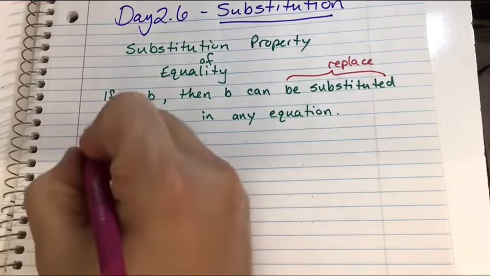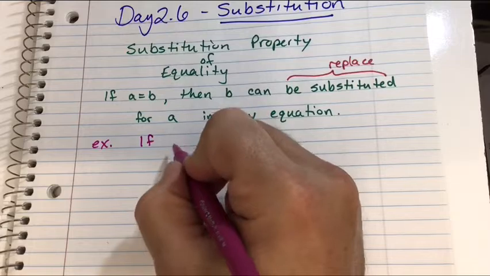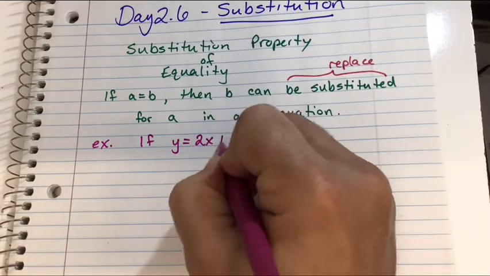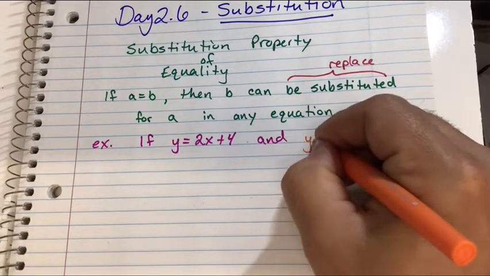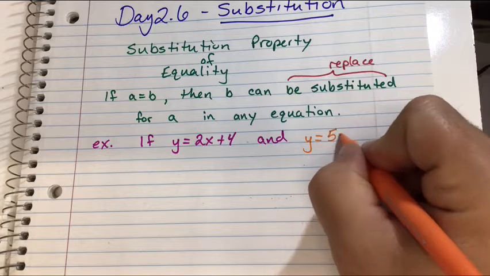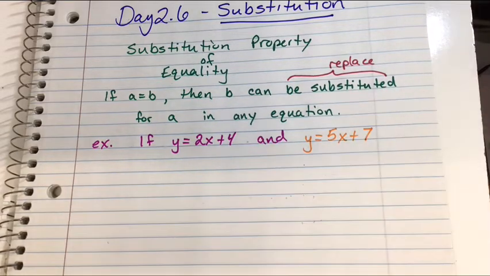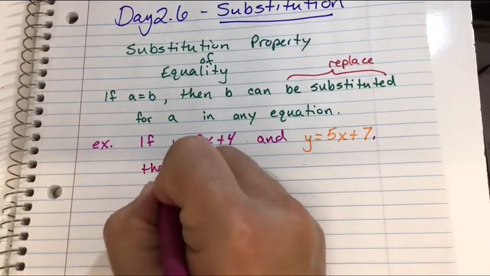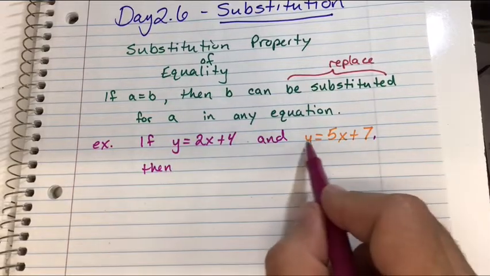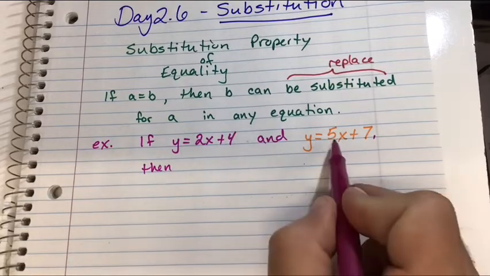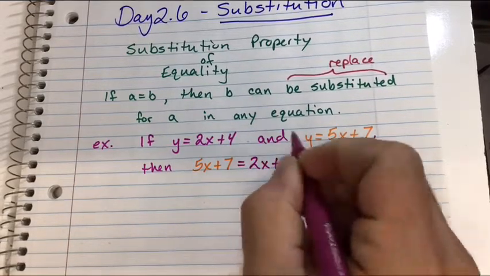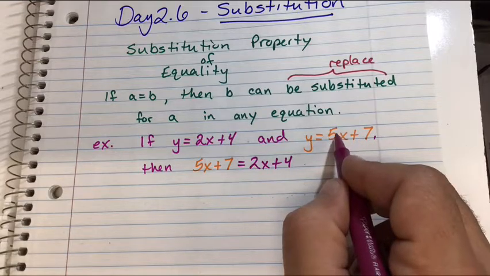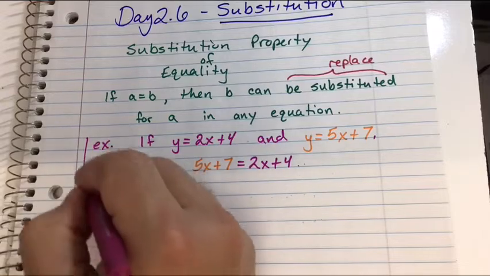So it might look something like this. If I've got an equation, y equals 2x plus 4, and I've got another equation, y equals 5x plus 7, then I can replace this value of y with the expression 5x plus 7. Since they're both equal to y, I can say these two expressions equal each other. So instead of y equals 2x plus 4, I can write 5x plus 7 equals 2x plus 4. All I did was took this y out and put what y equals from the other equation in its place. Okay, that's an example of using substitution.